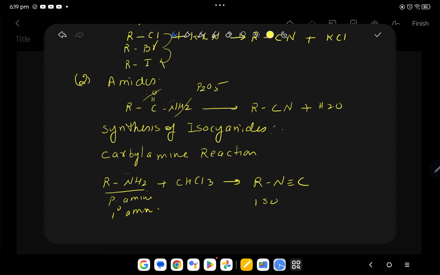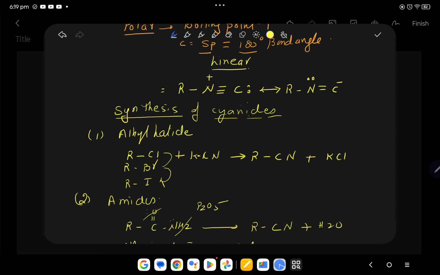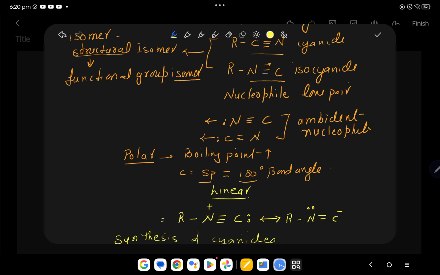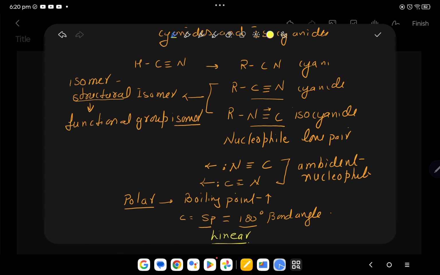So today we talked about the preparation, a little bit of physical properties, and synthesis of cyanides and isocyanides.